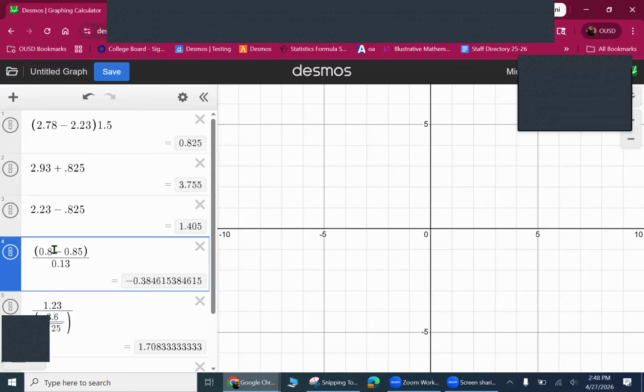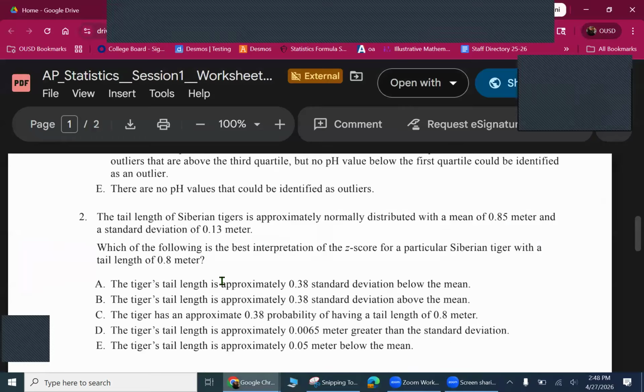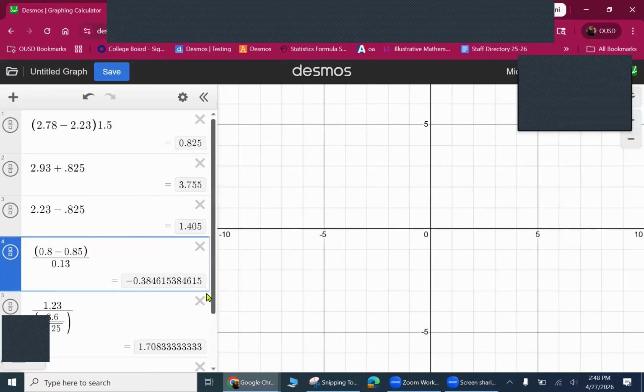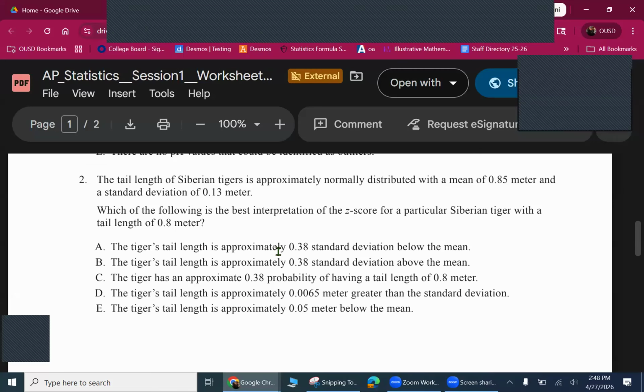0.8 is my score. 0.85 is the middle of the graph, and the graph varies by 0.13. Now, I could put this in a normal curve, but that's not the question. I don't need a normal curve. I could do a normal curve, but it's basically what is it and what does it mean? It's negative 0.38. And so that means the tiger's tail is approximately 0.38 standard deviations below.